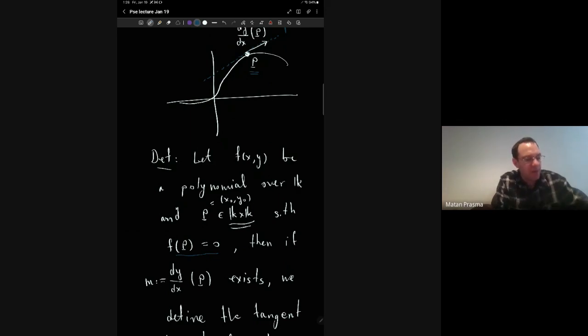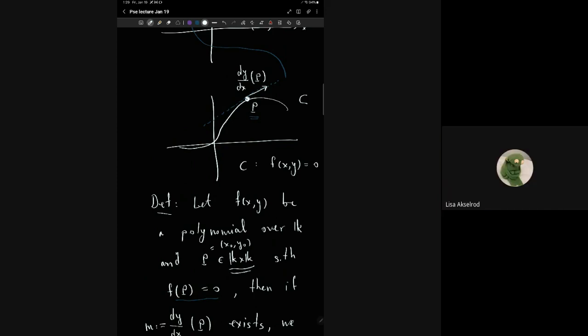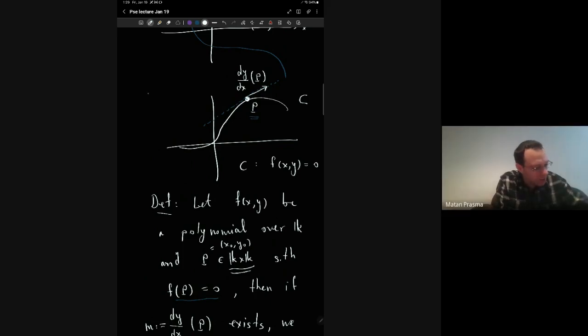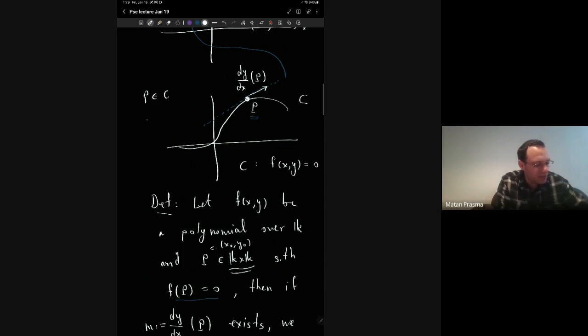So the curve, maybe if you want, we can distinguish. We can call the curve C, but the curve C is the solution set of a polynomial in two variables, f(x,y) equal to 0. Oh, that means that P is just a point in the curve. Yes, so P belongs to C. All right. Okay, P belonging to C is saying that f of P is equal to 0 by definition.